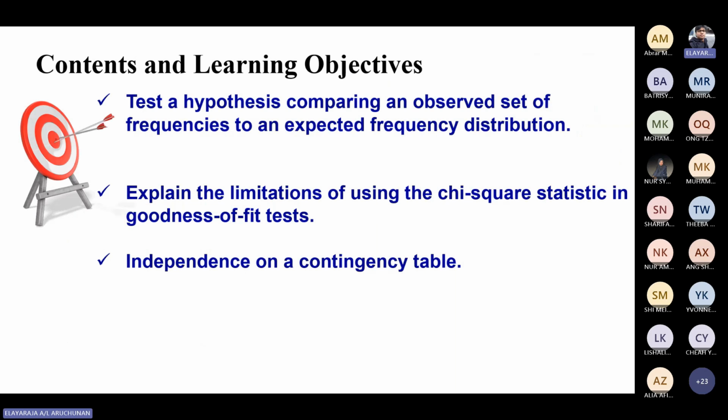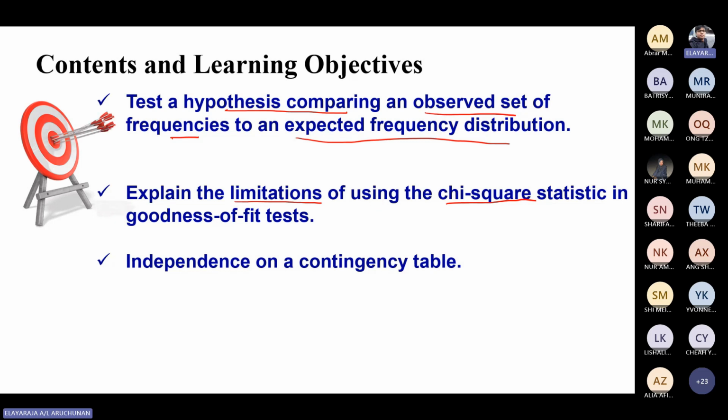Mainly we're going to discuss how to test a hypothesis comparing an observed set of frequencies to an expected frequency distribution. So this is mainly what we're going to touch on. And then we're also going to explain the limitation of using the chi-square statistic. I'm sure you all know about the chi-square.